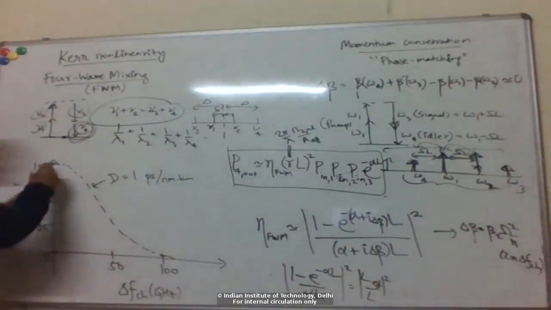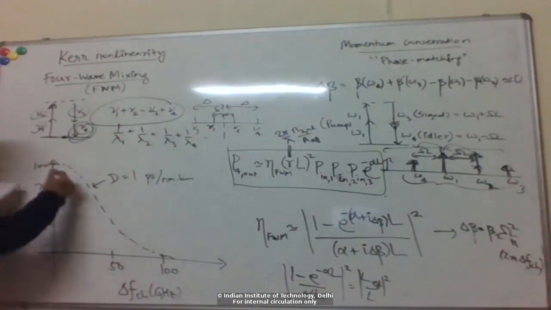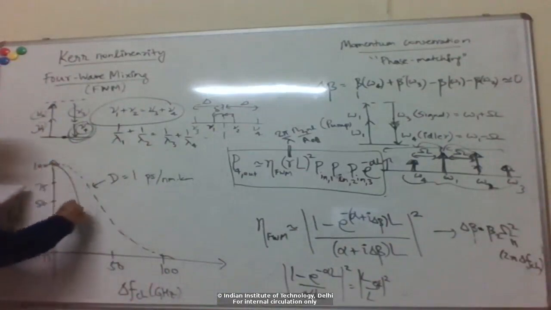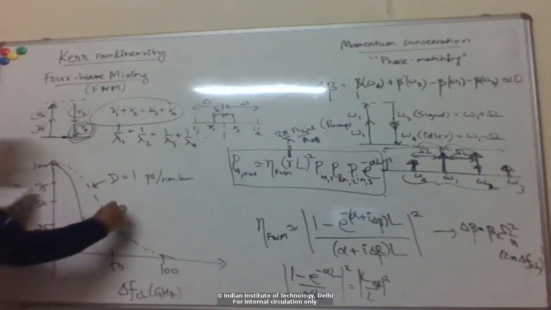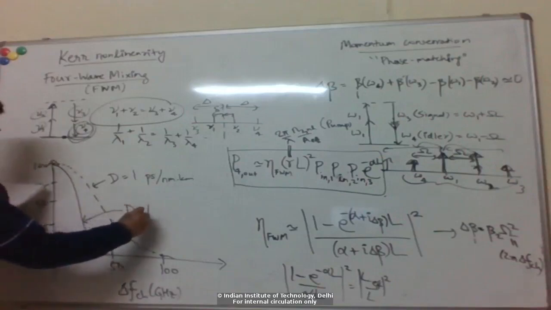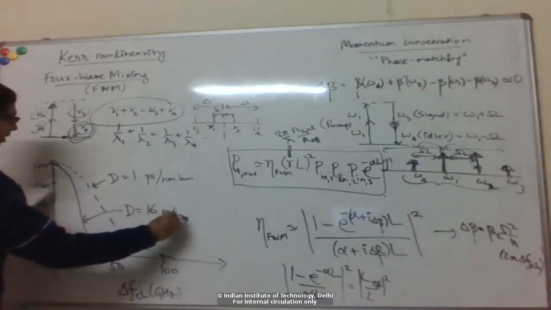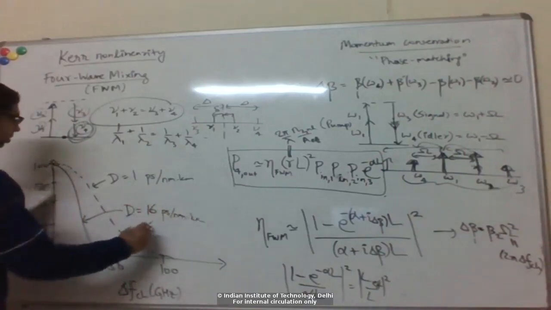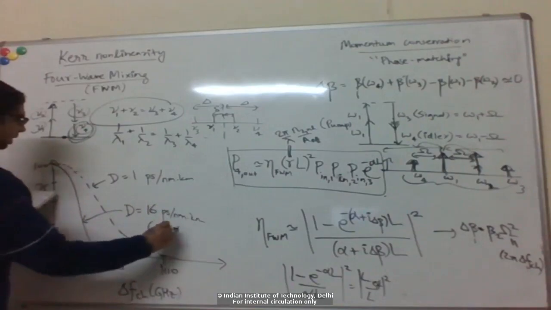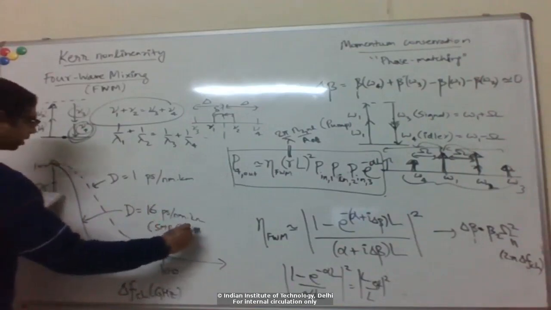If you increase the dispersion, then you can shift this curve to smaller values like that. So this is, for example, at the usual value of 16 picosecond per nanometer kilometer. So this is the value for standard SMF at 1.55 micron.